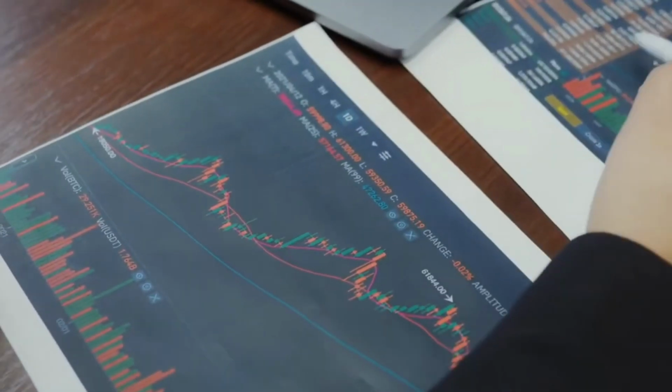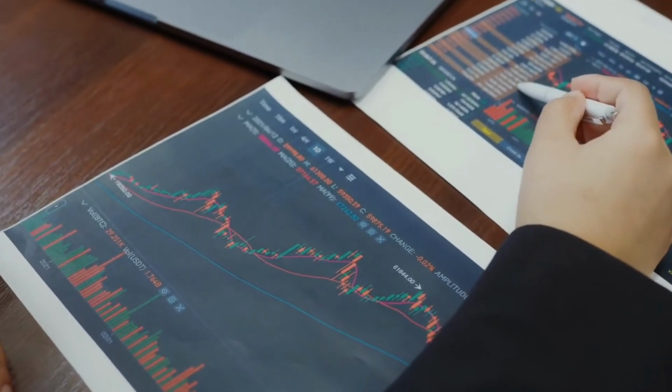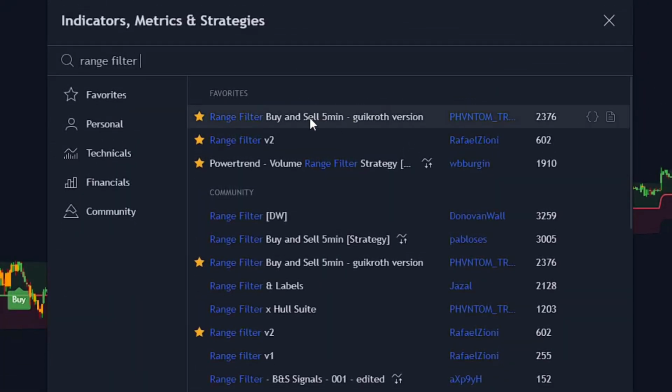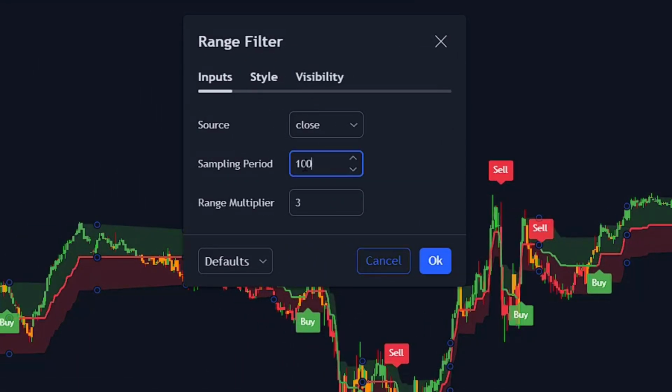Today, we're going to talk about an amazing tool that many traders swear by, the Range Filter Buy and Sell indicator. You can easily add it to your chart on the TradingView platform. Once you do, we'll need to tweak the settings a bit.